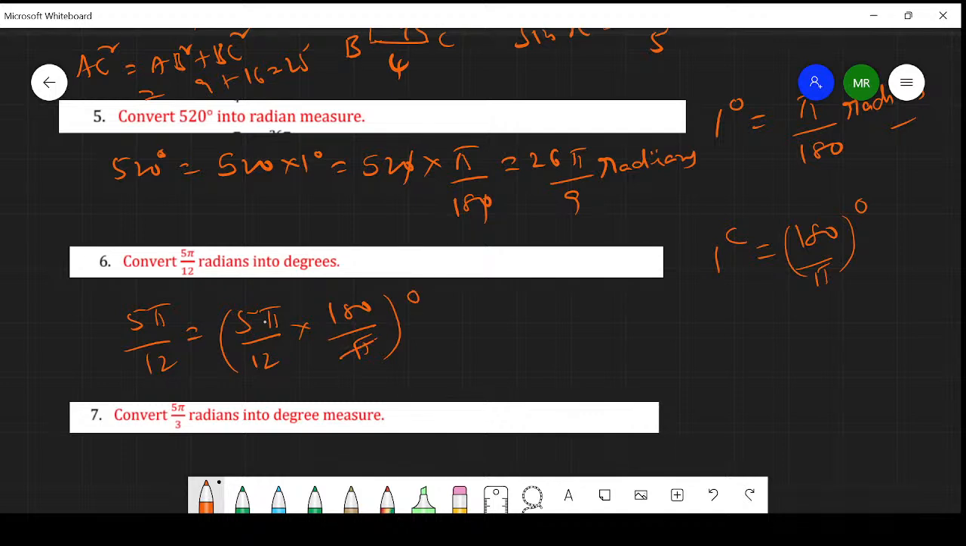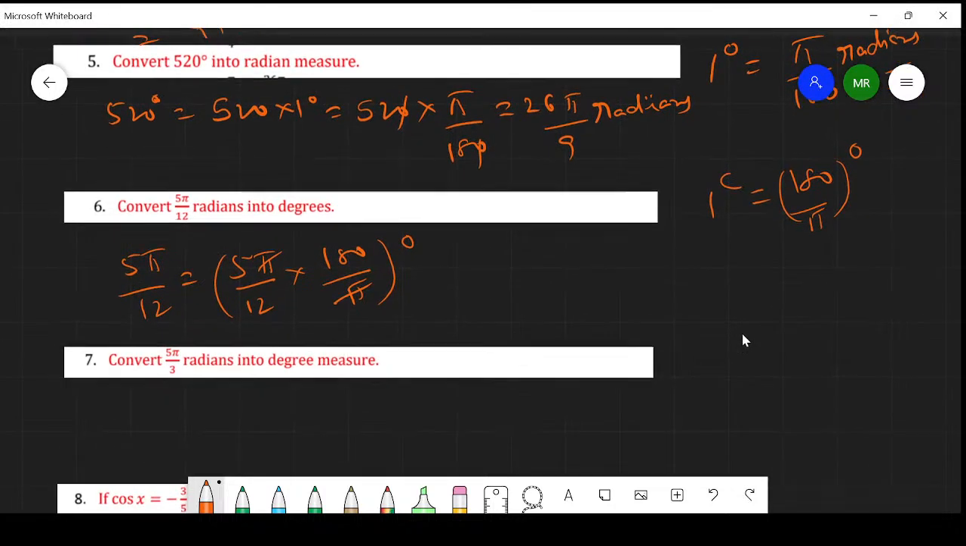Then I can eliminate pi. Now 12, I can eliminate this also. 12 15s, so it comes to 75 degrees. 75 degrees is your answer. Convert 5 pi by 12 radians into degrees: 75 degrees.